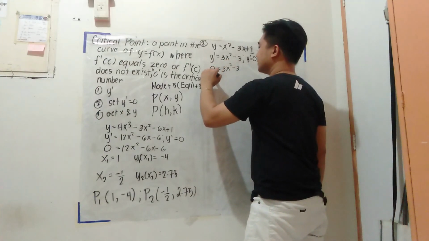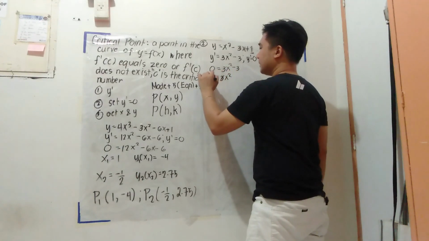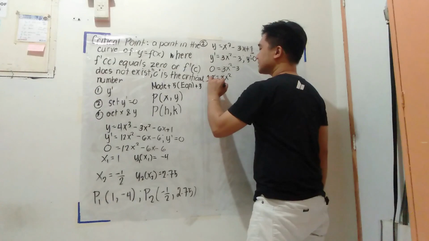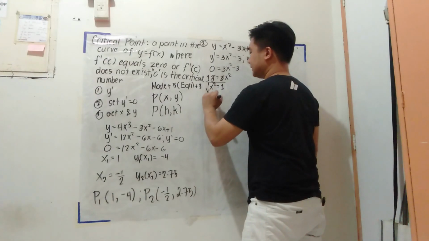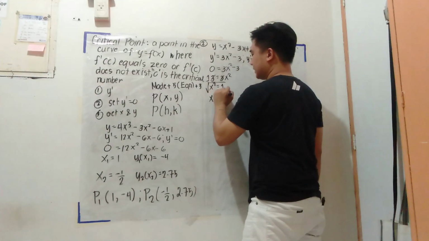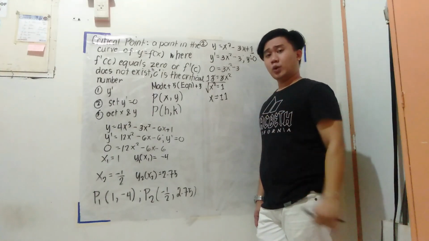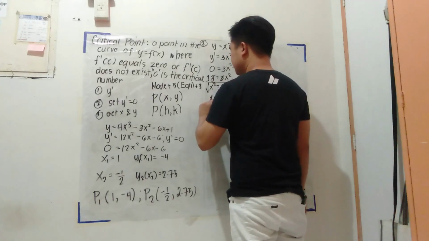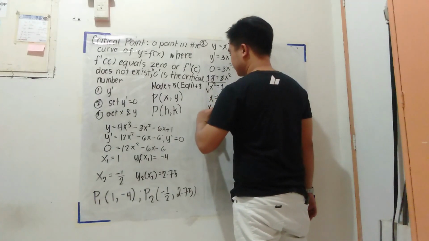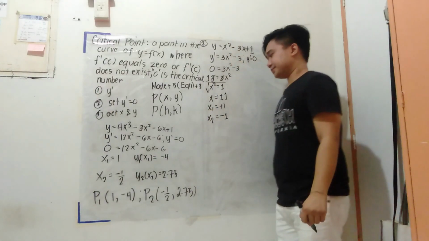So, transpose ko doon, 3 is equal to 3x squared. Cancel na si 3. May tira na lang ditong 1. X squared is equal to 1. Extract ko yung square. So, ang meron tayo dito ay plus minus 1. So, dalawa yung values natin. Positive 1 at negative 1. So, x1 is positive 1, x2 is negative 1. Okay?